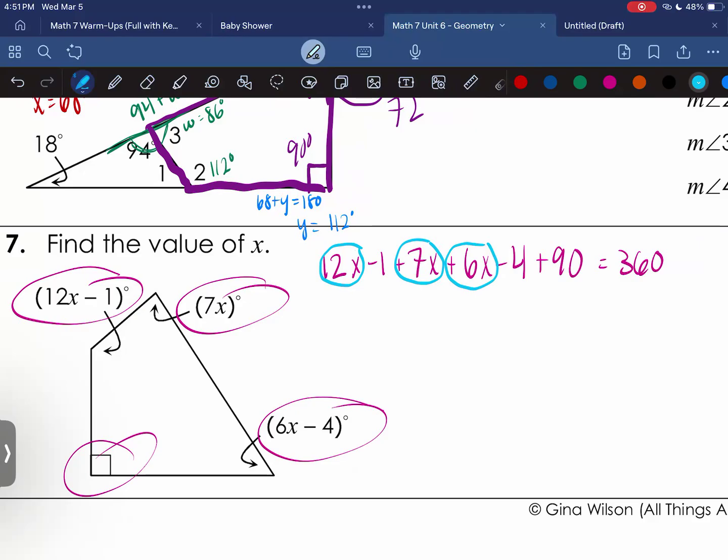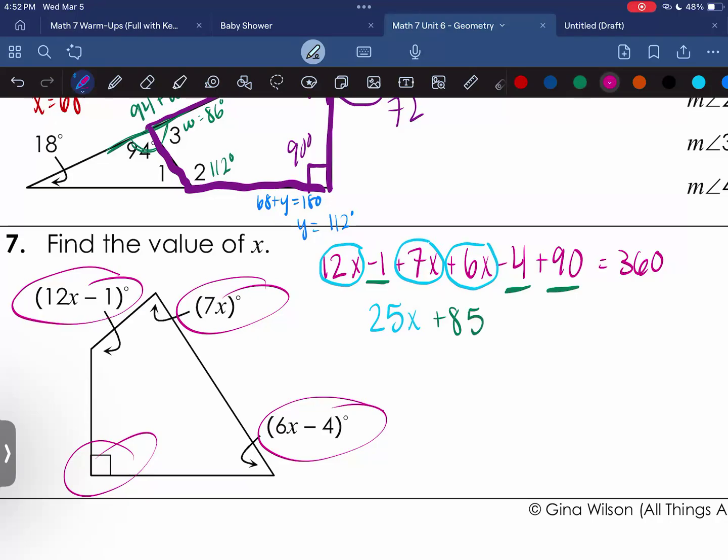So it's a positive 12, that's a plus 7x plus 6x. When we do that, we're going to get 25x. Now combine all your constants, so just your numbers. So we have -1 minus 4 plus 90. That's going to give us a positive 85. So we do plus 85.